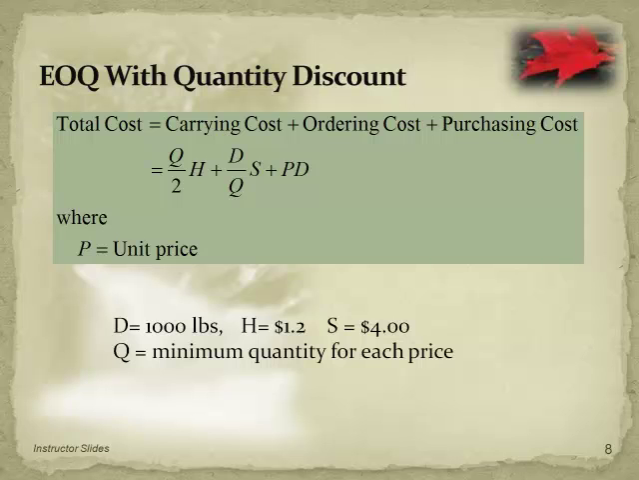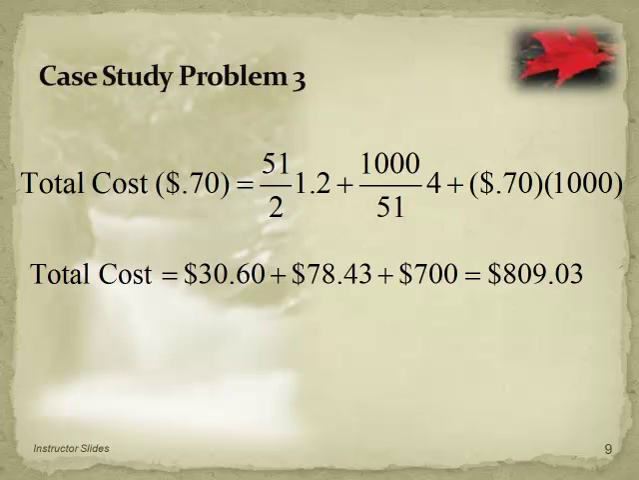So using these variables, we can calculate what the total cost would be for the 70 cents per pound price point. The minimum quantity that we must buy in order to get the 70 cents is 51 pounds. So we're going to insert 51 for the variable Q. We're also going to insert the price point of 70 cents for the price, and this will calculate to be a total cost of $809.